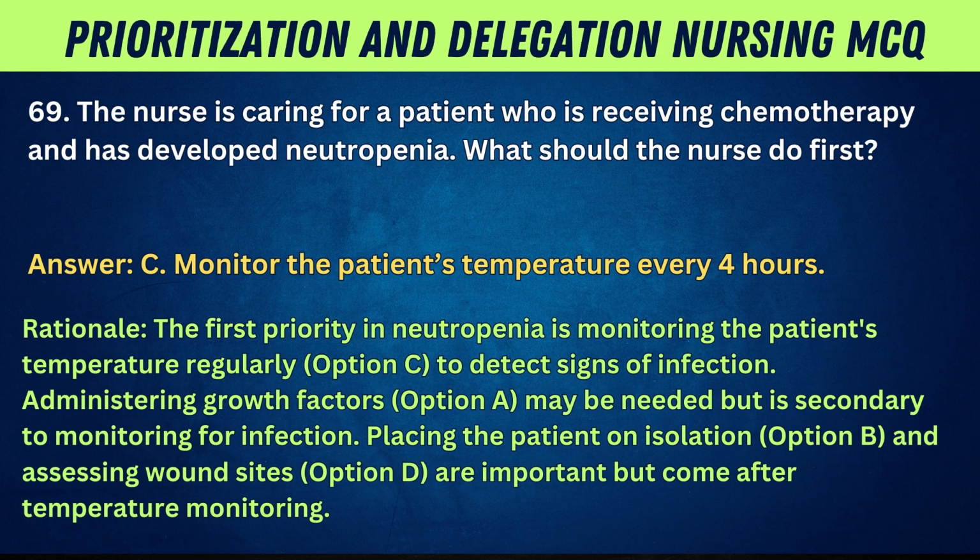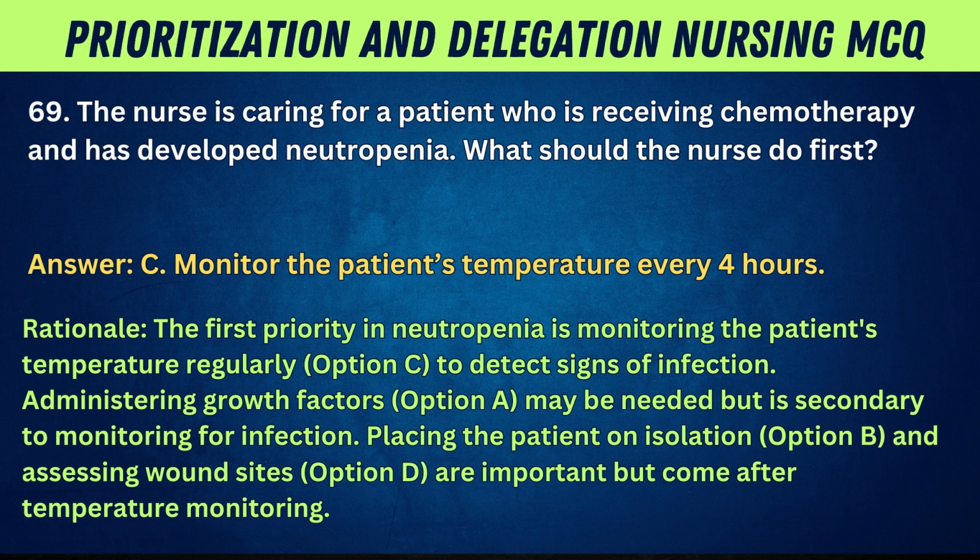Answer: C. Monitor the patient's temperature every 4 hours. Rationale: the first priority in neutropenia is monitoring the patient's temperature regularly, option C, to detect signs of infection. Administering growth factors, option A, may be needed but is secondary to monitoring for infection.